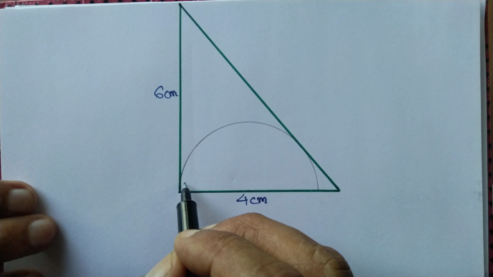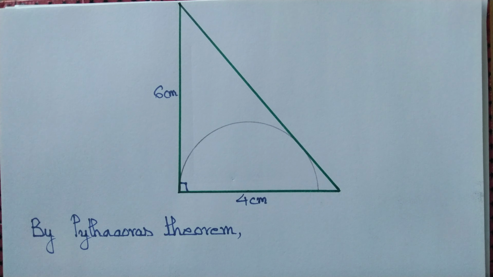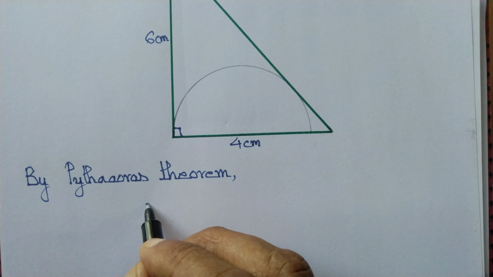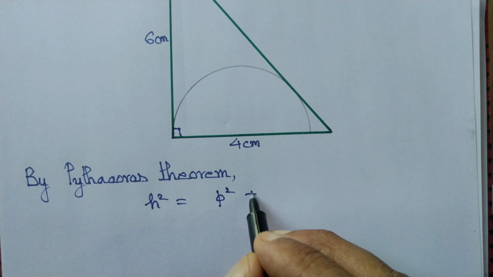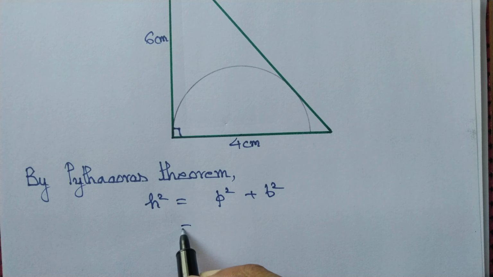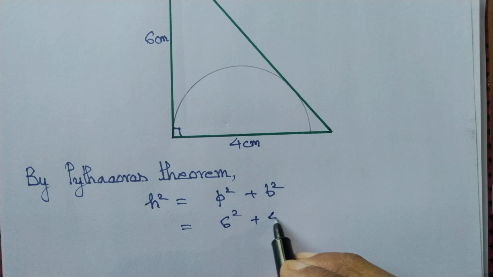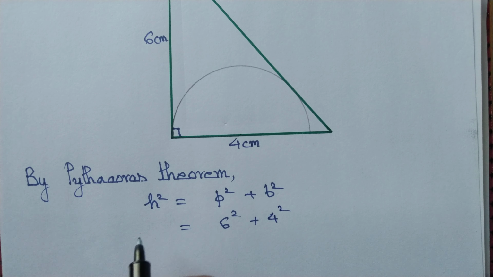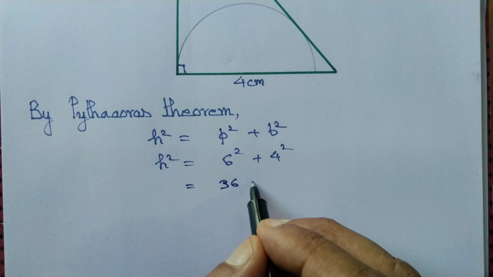Now, since it is a right angle triangle, we can apply Pythagoras theorem to find the hypotenuse. By Pythagoras theorem, square of hypotenuse h square must be equal to sum of square of perpendicular and base. In this case, perpendicular measures 6 cm, so instead of perpendicular, we write 6. Base measures 4 cm, so instead of base, we write 4. And thus h square equal to 6 square plus 4 square. That's equal to 36 plus 16.